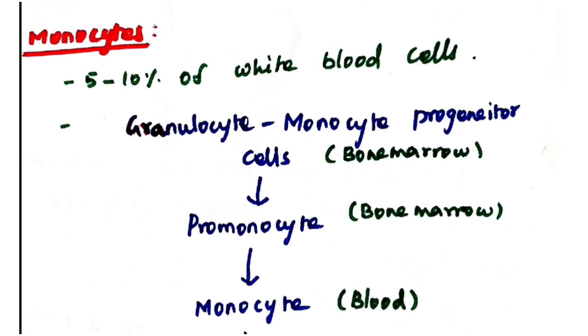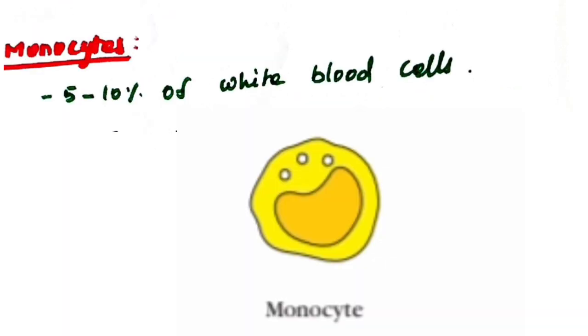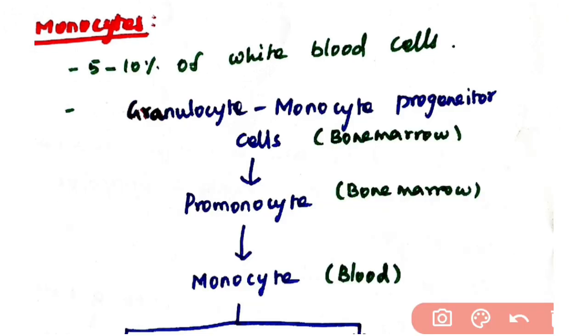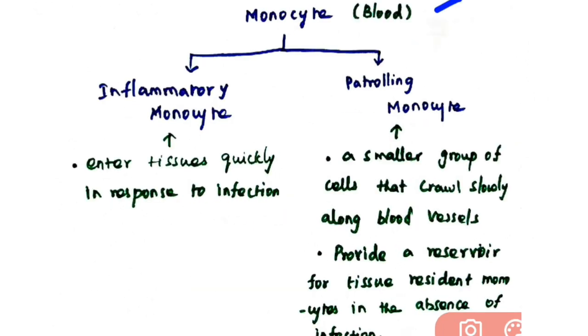So first let's see about monocytes. Monocytes are 5 to 10% of your white blood cells. First let's see the lifespan of monocytes. During hematopoiesis in the bone marrow, granulocyte monocyte progenitor cells differentiate into promonocytes, which leave the bone marrow and enter into the blood, where they differentiate into monocytes. In blood, they further differentiate into mature monocytes.